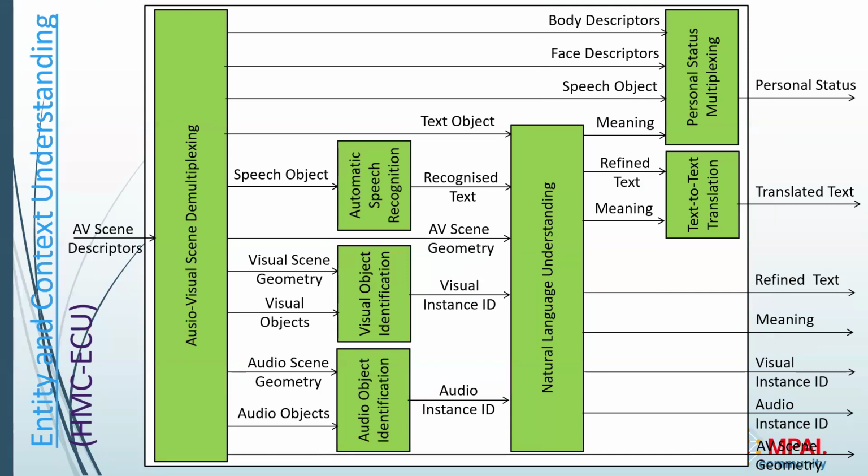Now for the composite module called entity and context understanding. AV scene, audiovisual scene descriptors enter on the left, both visual and audio. And at the top right, we need to compose, that is to multiplex, the first participant's personal status. That would be the emotion, cognitive status, and attitude of the first participant, which might be a human or a machine. The other modules work together to deliver that participant's meaning in a standard semantic representation and identifiers. You might notice also that the text that results from speech recognition can be translated into the text of a specified target language. And that job is handled by a module in the upper right, second from the top.